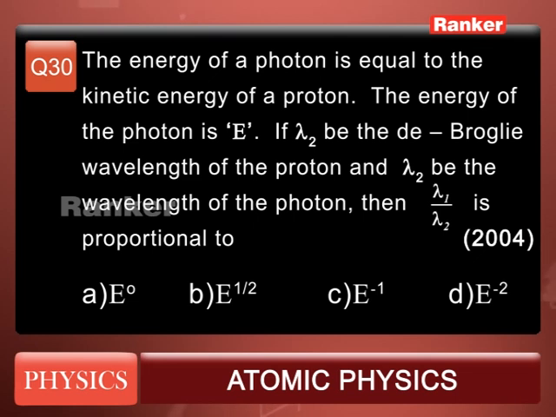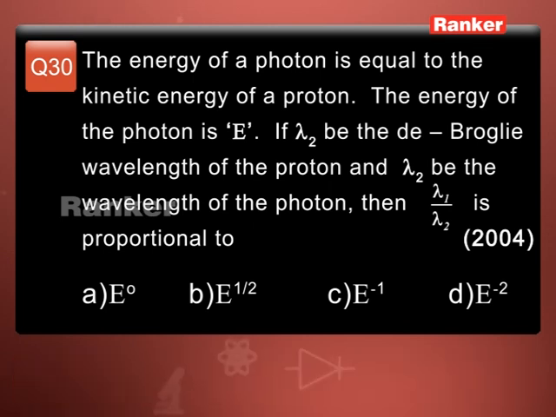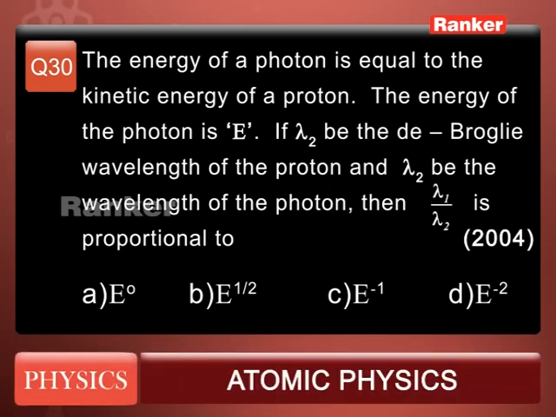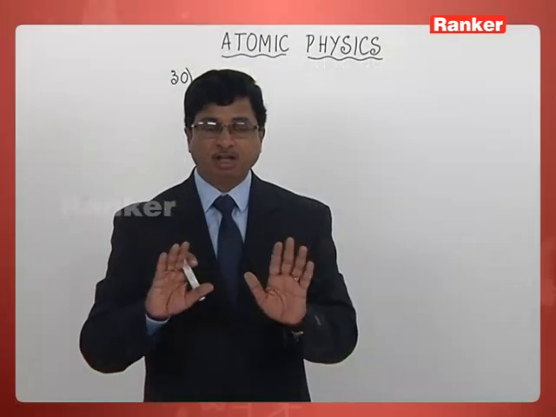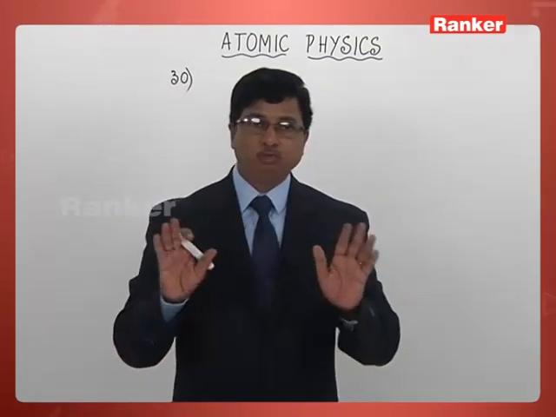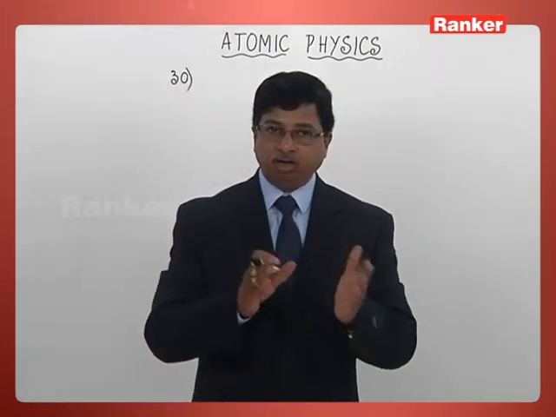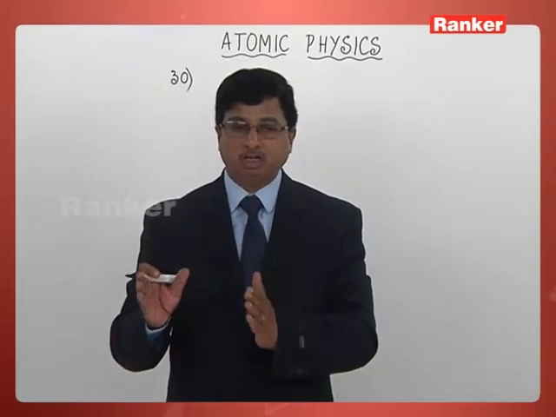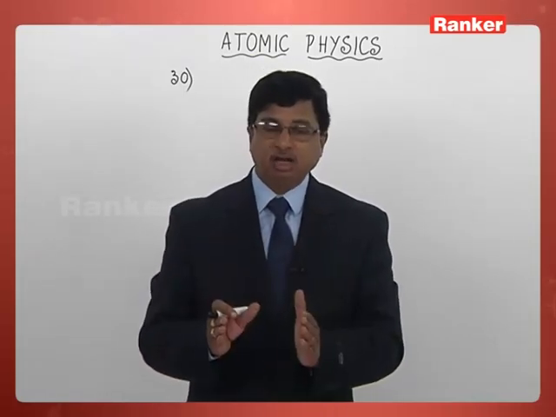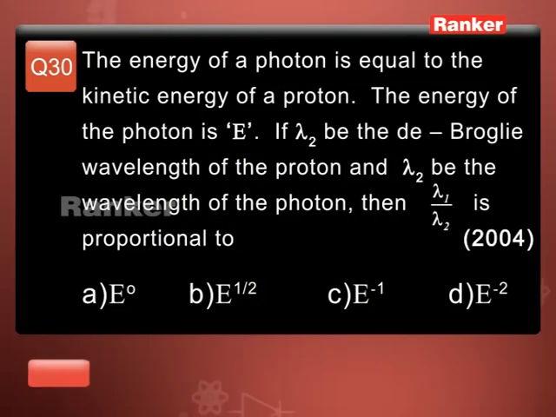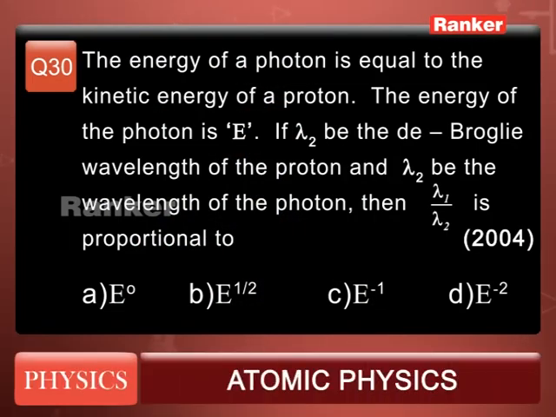The energy of the photon is E. He gave that value. If lambda 1 is the de Broglie wavelength of the proton and lambda 2 is the wavelength of the photon, then lambda 1 by lambda 2 is proportional to what? He is not asking you for the total equation or value for that. It is directly proportional to which quantity, the two in terms of energy? What is the relation? First option he gave as E power 0.